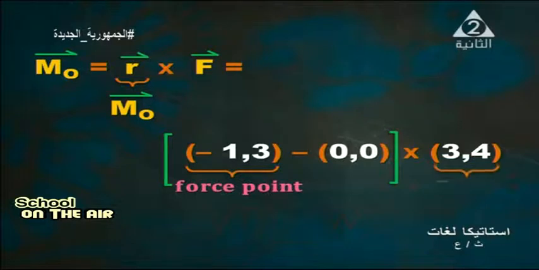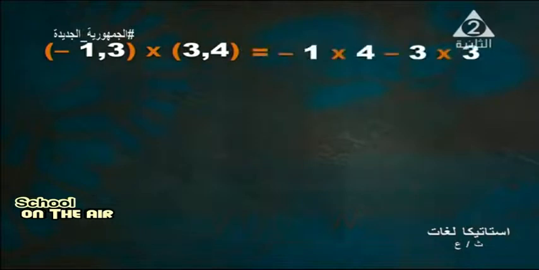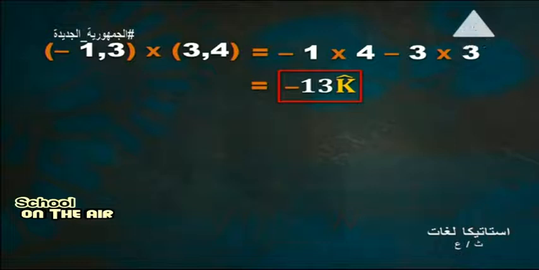Then we know that, my dear student, when we find r cross F, this is the vector product. Vector product means r cross F equals x1 y2 minus x2 y1. What do you mean? Negative 1 times 4 minus 3 times 3 equals negative 13k. Then the moment about the origin point equals negative 13k vector.